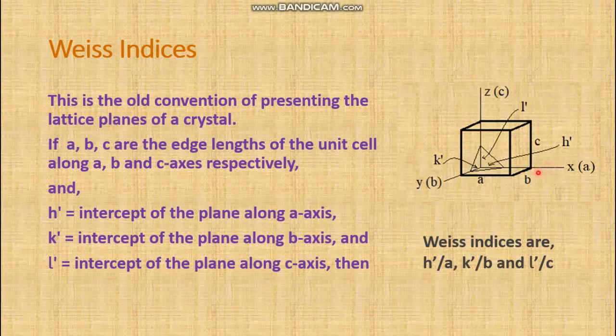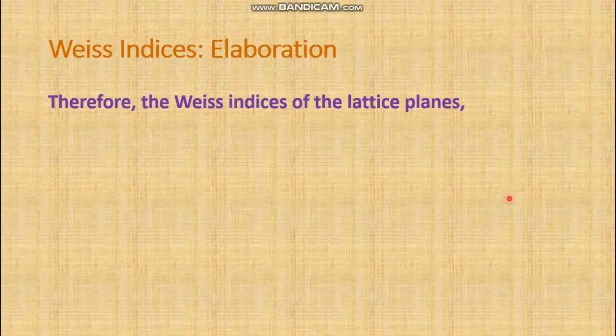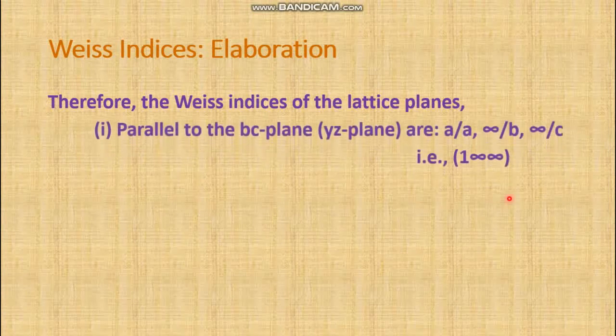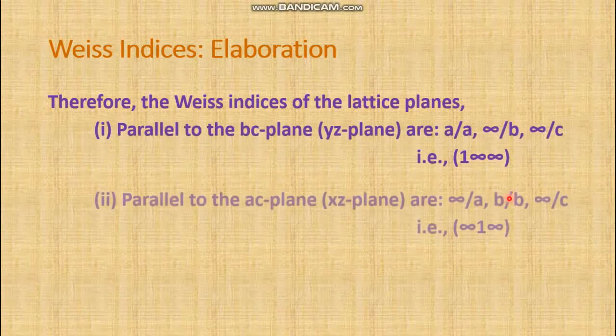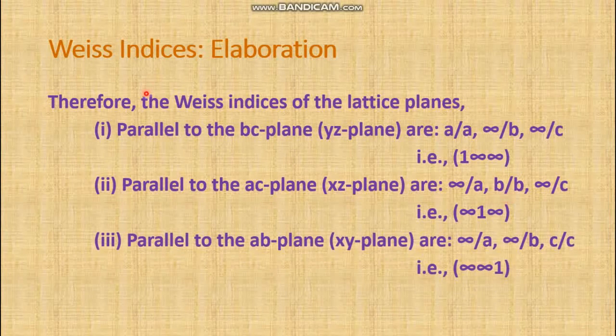Okay. So this is about the Weiss indices. But okay, we have to elaborate with some examples before going to the next one. Suppose we take the plane which is parallel to the BC plane. BC plane means YZ plane, that is, it is actually perpendicular to the A axis. So what should be the Weiss indices of this plane?